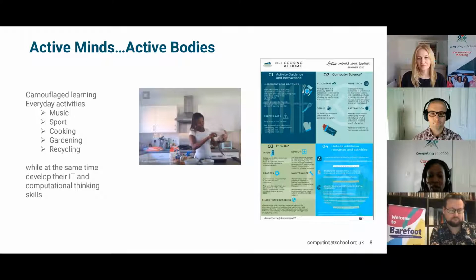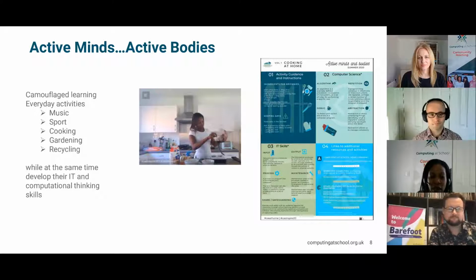to support in teaching. So Active Minds and Active Bodies is one of the resources we've developed by the Computing at School team, in addition to all of the teacher resources by teachers for teachers, which you can find on the CAS website.